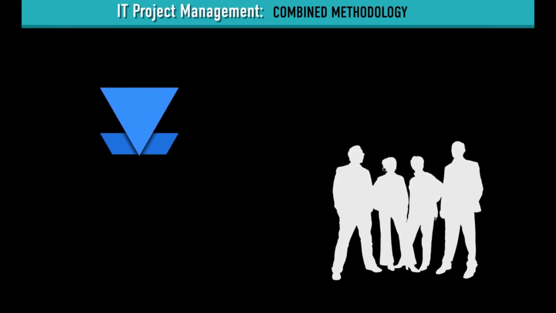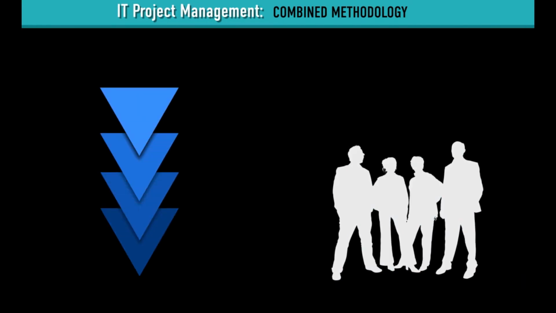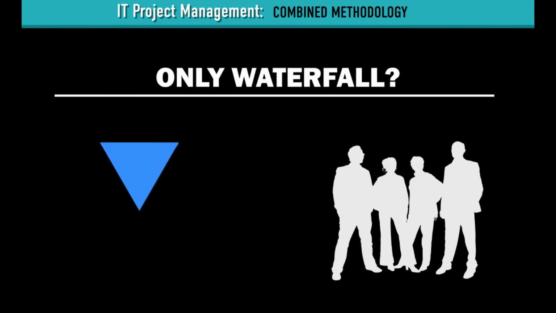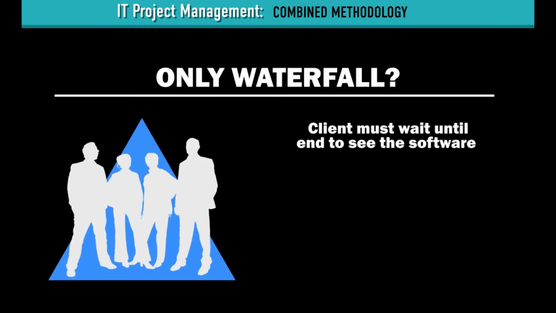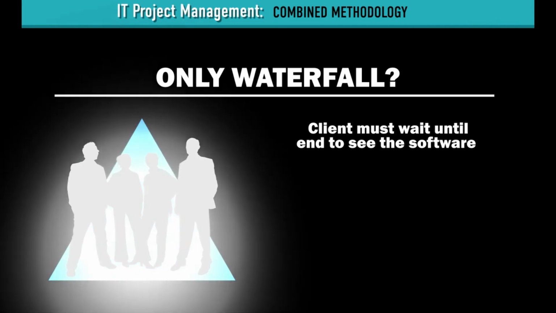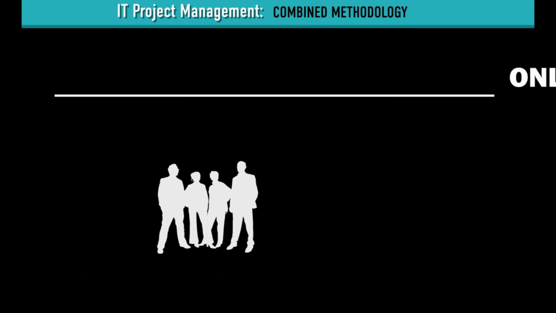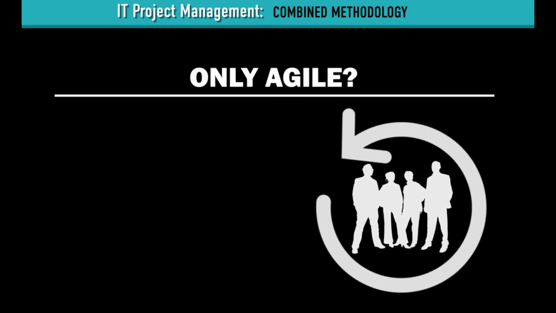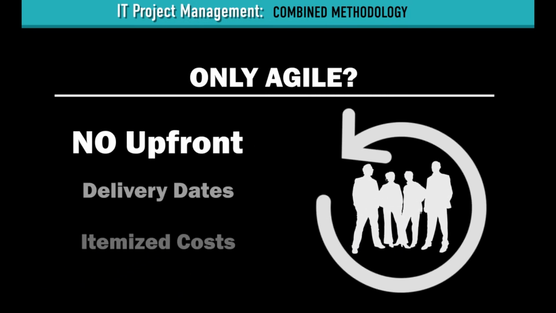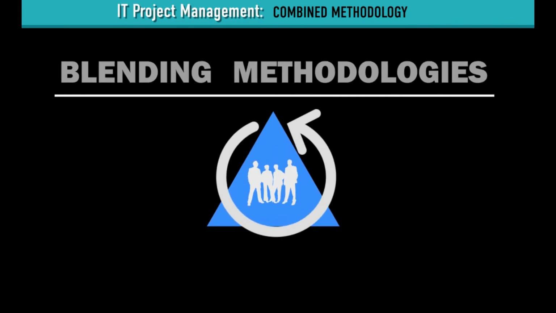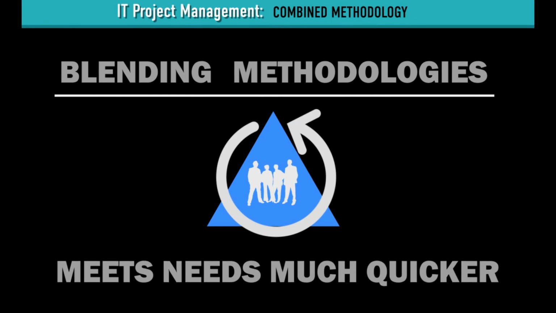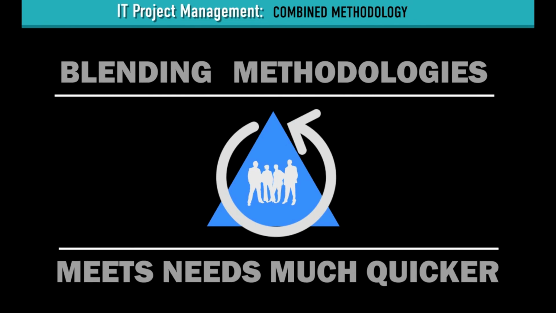If your team only used the traditional Waterfall methodology, Daisy and her clients would have to wait until the end for the finalized software. This could cause her several weeks of continued scheduling mix-ups. If your team only used Agile, Daisy wouldn't have the target delivery dates and itemized costs up front. Blending both methodologies enables your team to meet Daisy's needs much quicker.